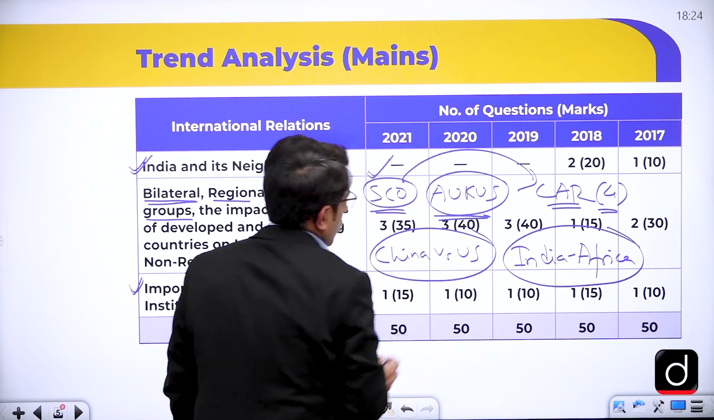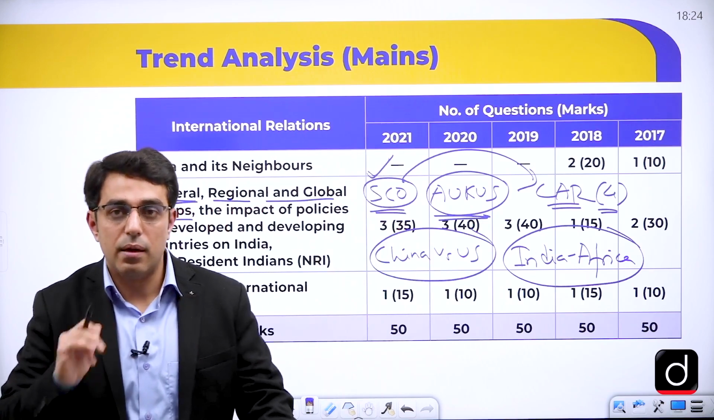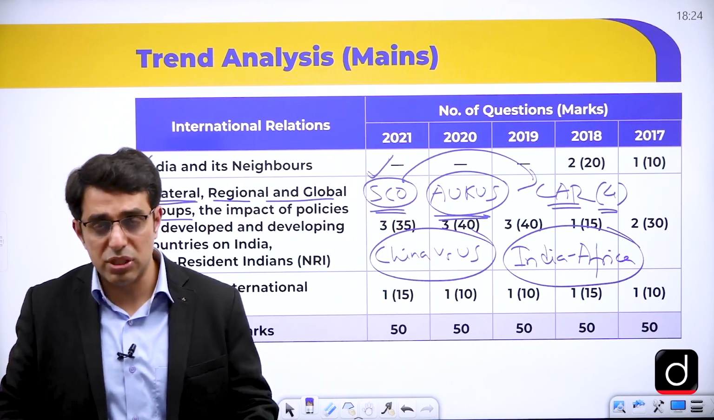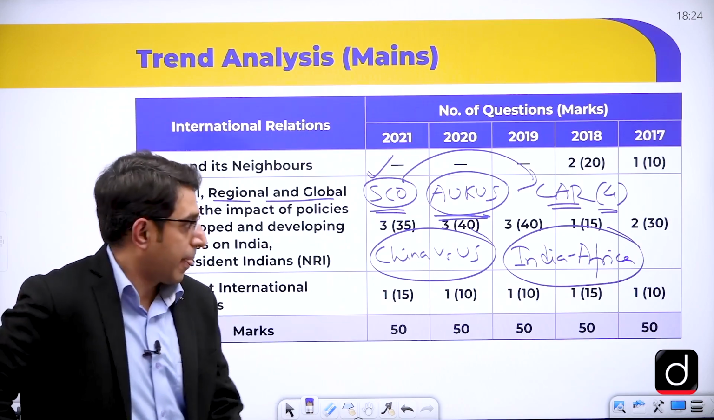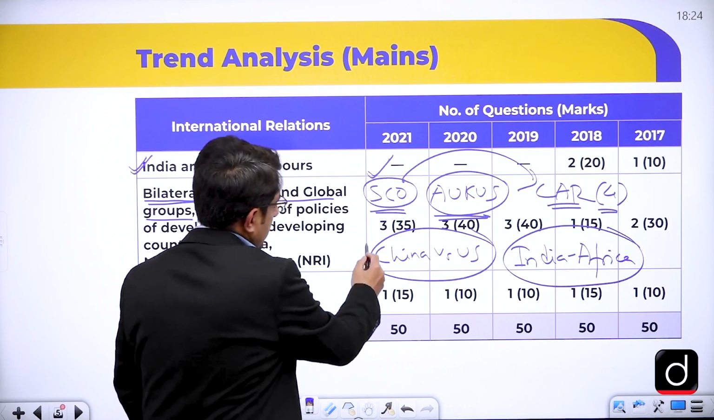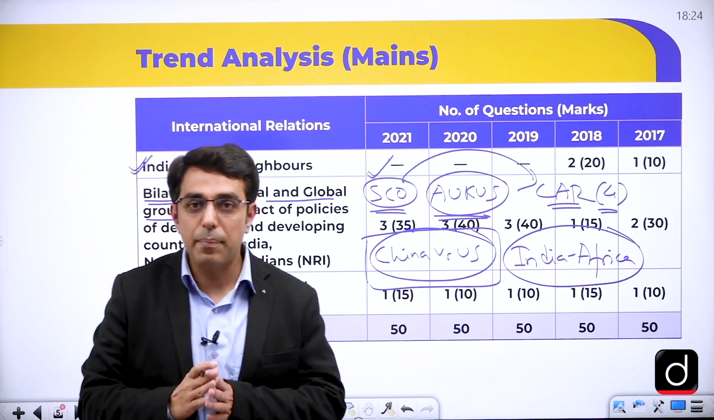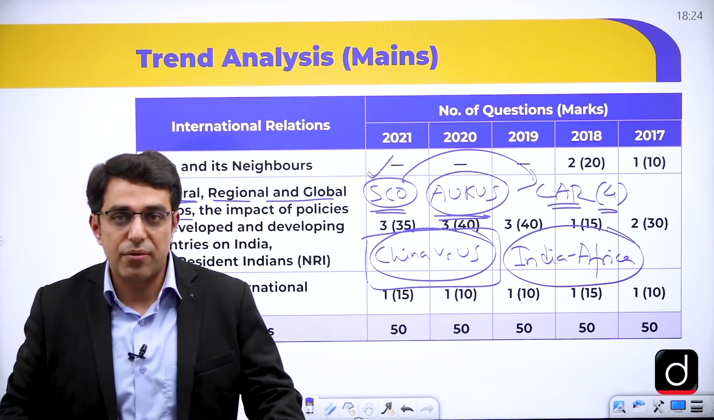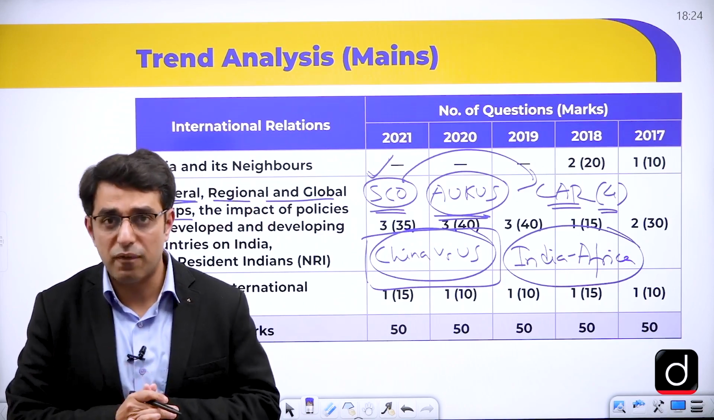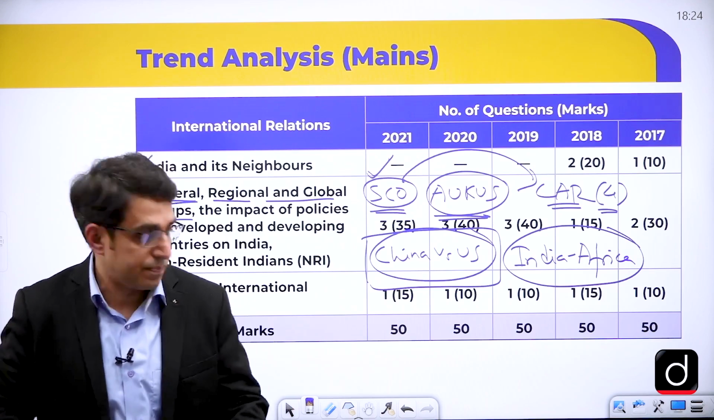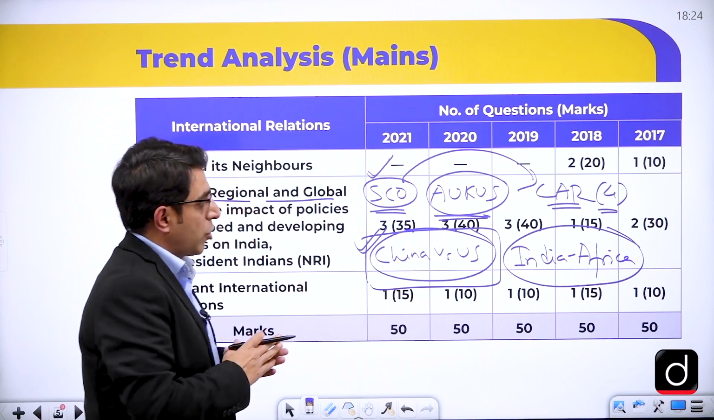Then AUKUS. This was a new alliance formed by the US to again contain China, so this was also a very direct current affairs question asked by UPSC. Now the China-US rivalry has been in news for the last few years since the Trump administration engaged in a trade war with China, and now the US and China are involved in a conflict situation in many areas. So this has also been in news, and it is a very current oriented topic that has been asked.